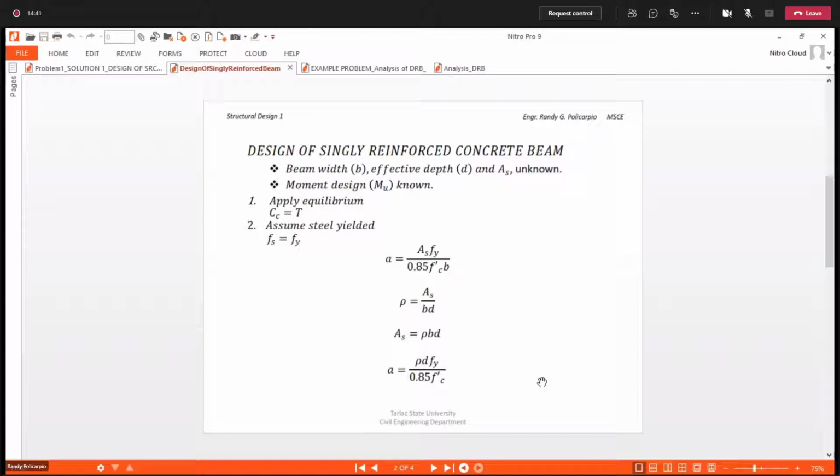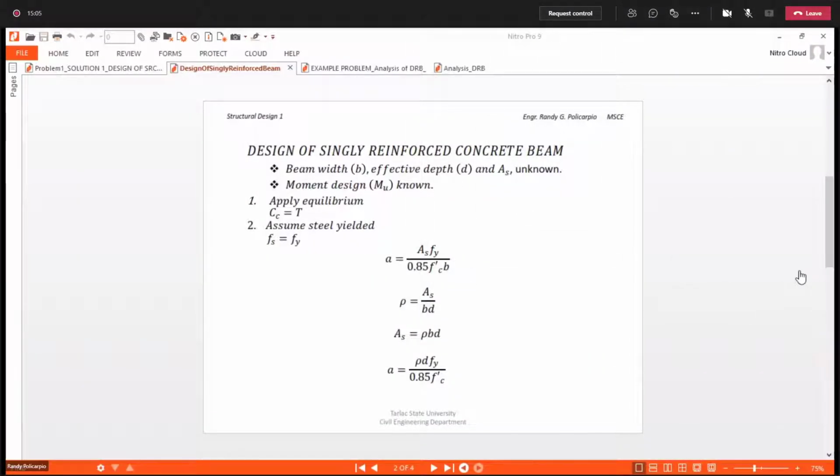But if you look at other references, other authors, they have actually presented a different way of designing a singly reinforced beam. They have already established their own method on how to design a singly reinforced beam.